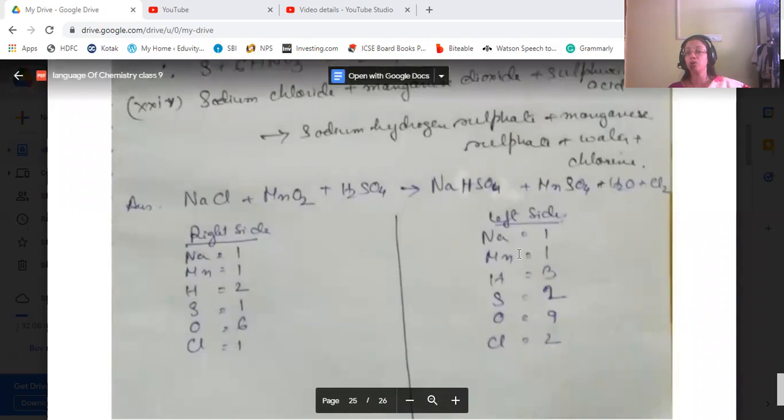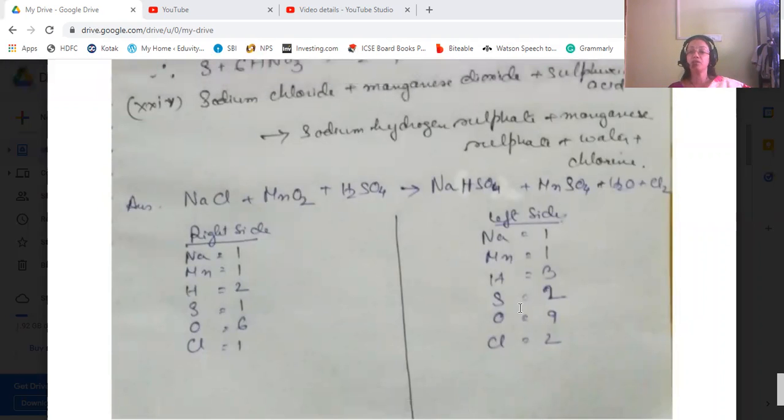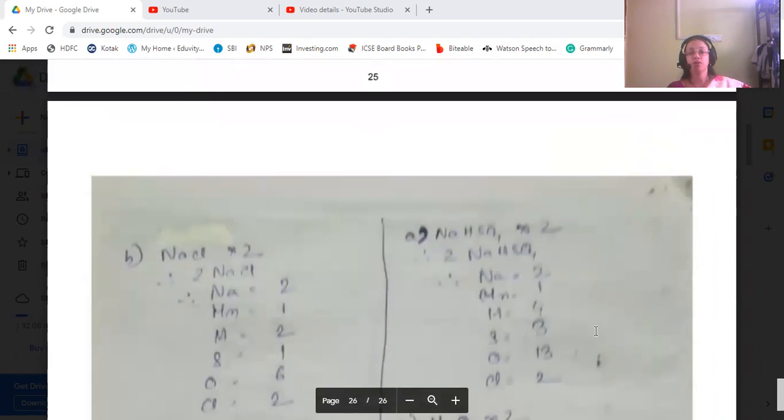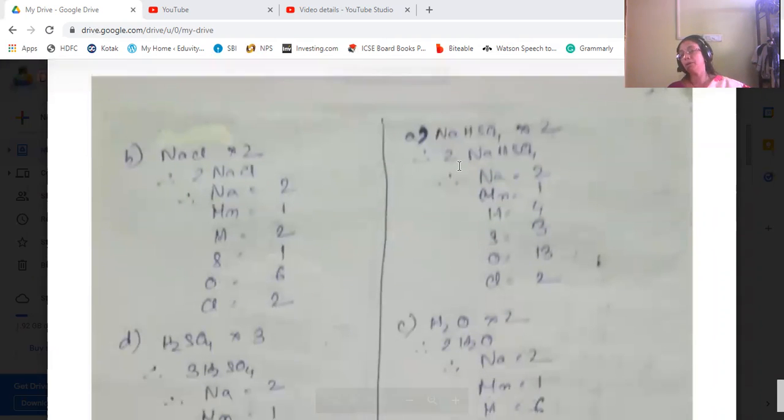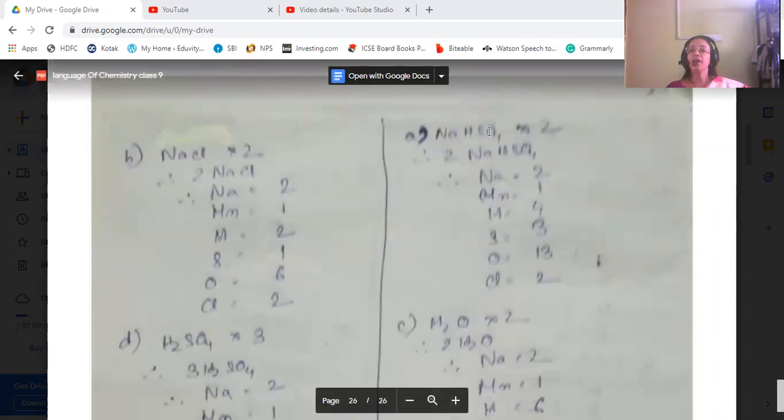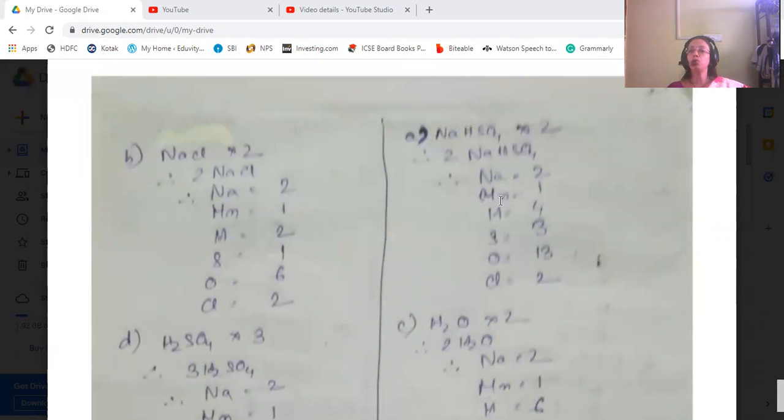Left hand side, Na is equal to 1, Mn is equal to 1, H is equal to 3, sulfur is equal to 2, oxygen is 9, chlorine is 2. So that makes the first step on the product side NaHSO4 multiplied by 2, that gives 2 NaHSO4. That means Na is equal to 2, Mn 1, hydrogen 4, sulfur 3, oxygen 13, chlorine 2.